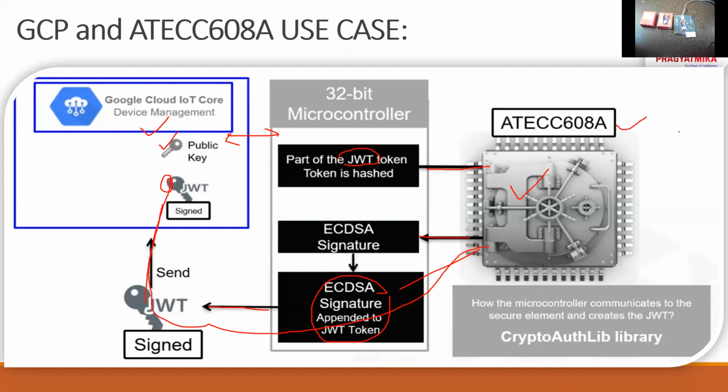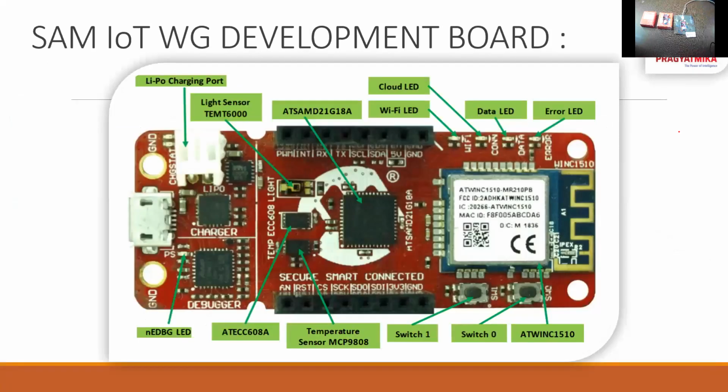So whenever you are developing the programs related to the ATECC, these crypto authentication libraries are also implemented into it. So how do we implement this? This ATECC is basically a hardware element, but whenever we have to use it, it will be used in conjunction with a microcontroller. So here is our SAM IoT board.